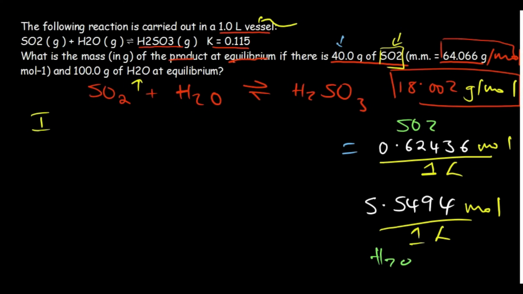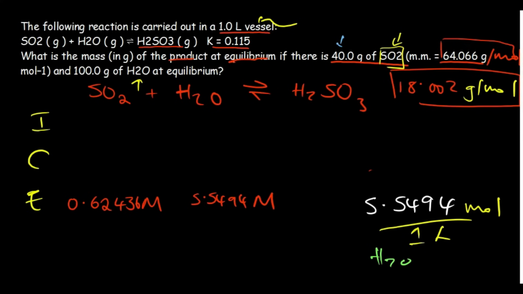So I can bring back the ice table. So therefore the equilibrium concentrations are as follows. For sulfur dioxide, the one on top, it will just be the same, 0.624, since we're dividing by 1, 0.62436 molar concentration. For water, it's 5.5494 molar concentration. Okay, what else do we need?